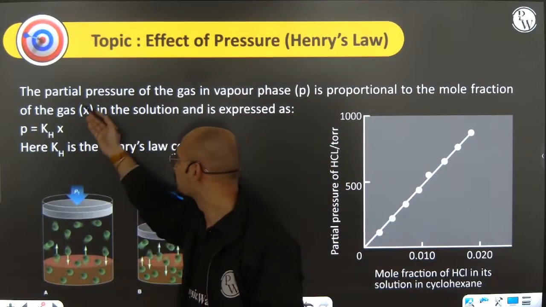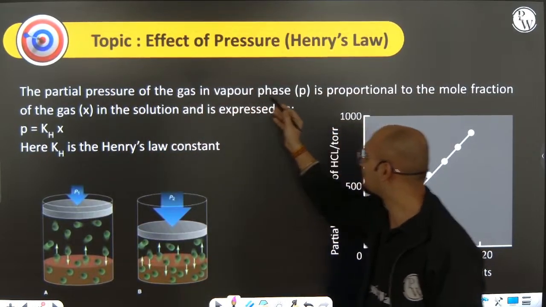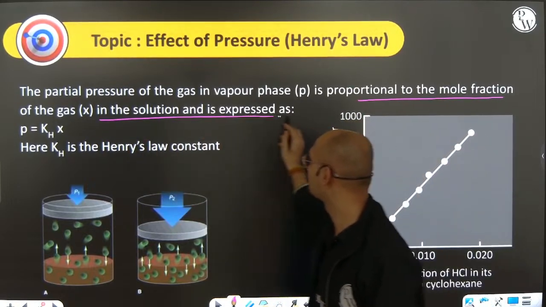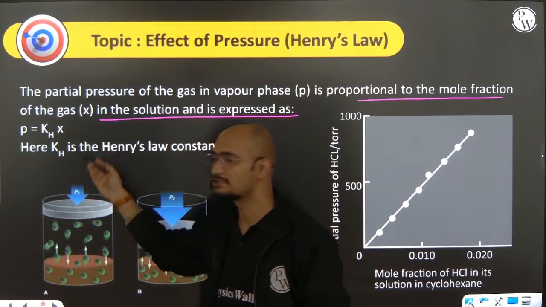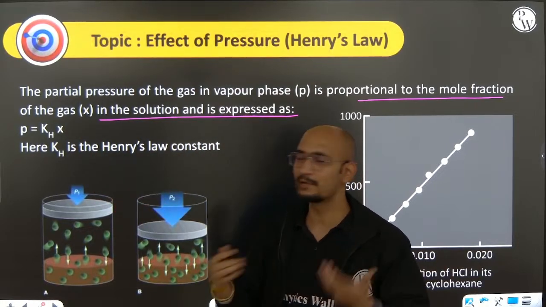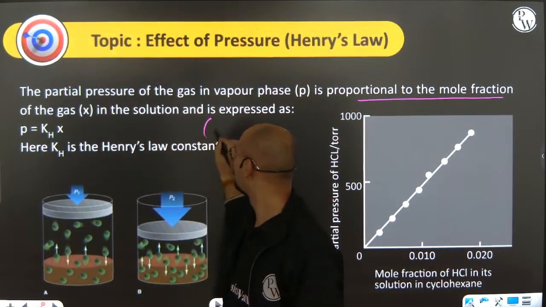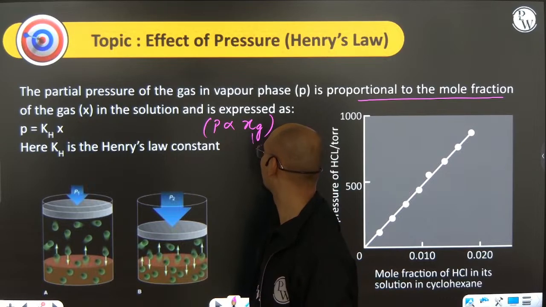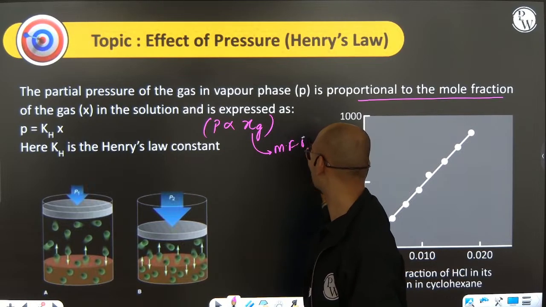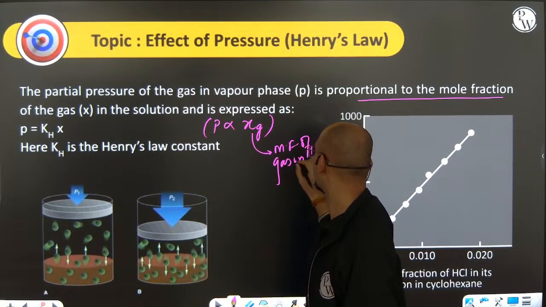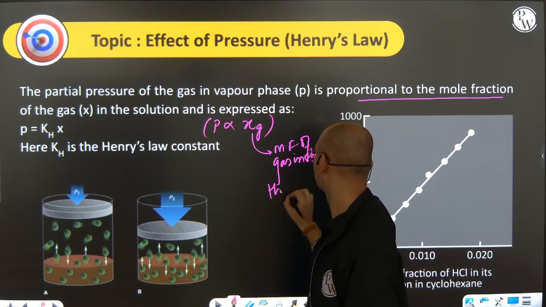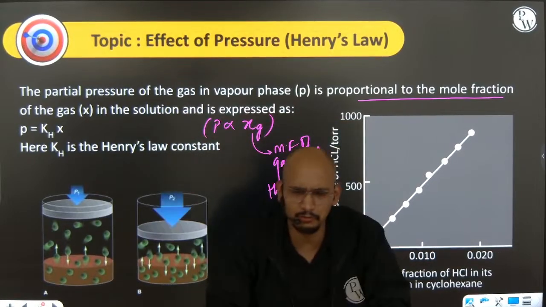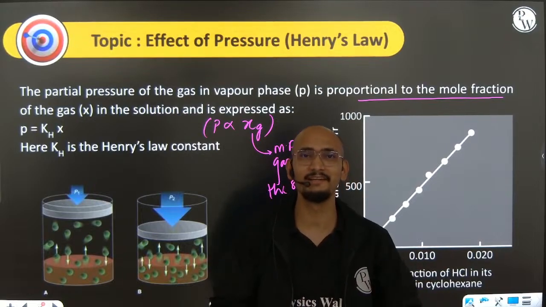Let's see this. The partial pressure of the gas in the vapor phase is proportional to the mole fraction of the gas in the solution and expressed as P equals Kh into X. Basically, partial pressure is directly proportional to the mole fraction of that gas inside the liquid, means the mole fraction of gas inside the solution. So the more the pressure, the more you compress it externally, the more the gas will be dissolved into it.